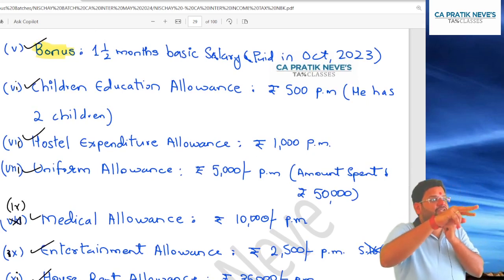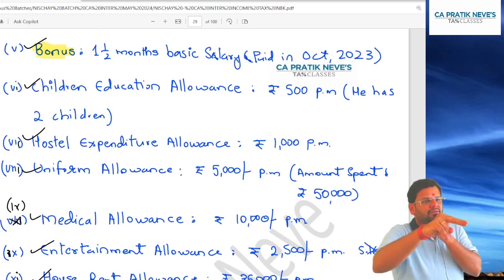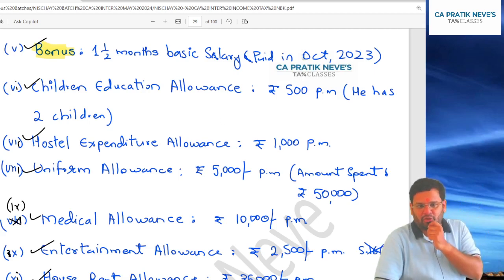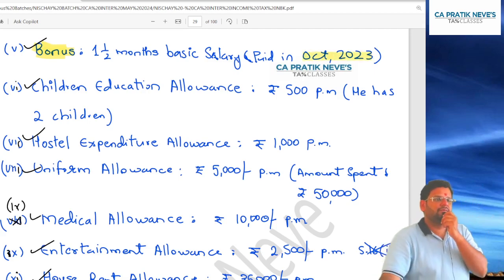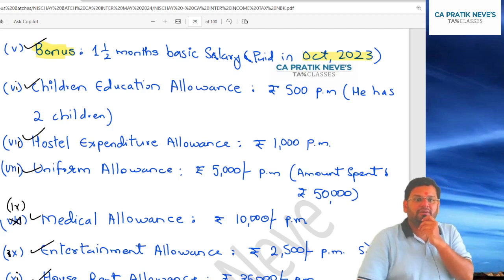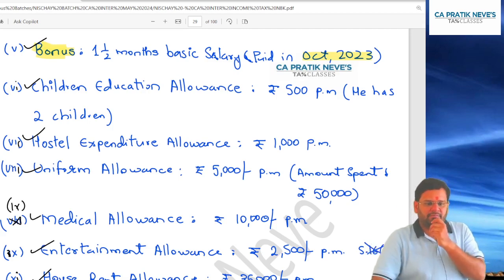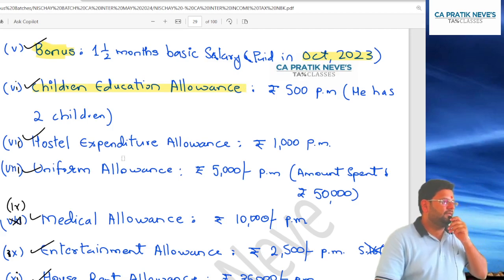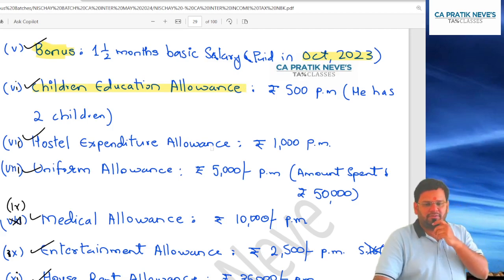So you know salary has changed in the year. So 1.5 months of which month's basic? October 23. That is also important. Next, children education allowance. Yes, you know the exemption.